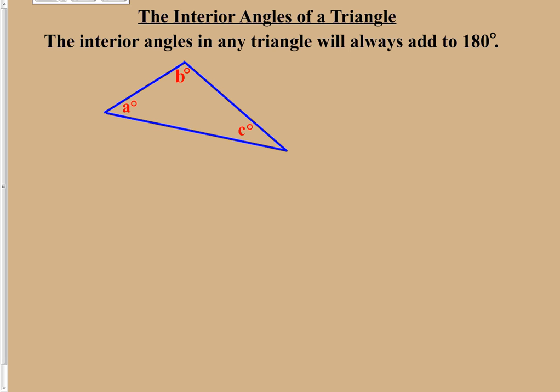Okay, so to put it into a diagram, there's a triangle. The three angles in question are angle A, angle B, and angle C. Well, more specifically, A degrees, B degrees, and C degrees. And the rule says if you take the A degrees, B degrees, and C degrees and you add them up, the result of that addition will be 180 degrees.